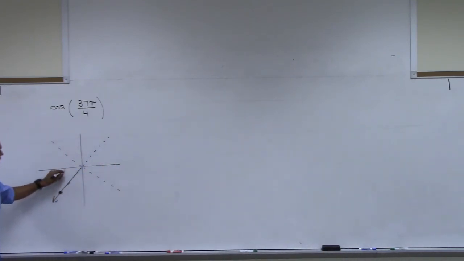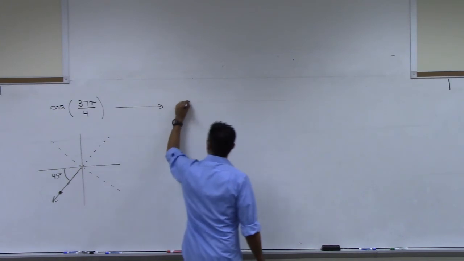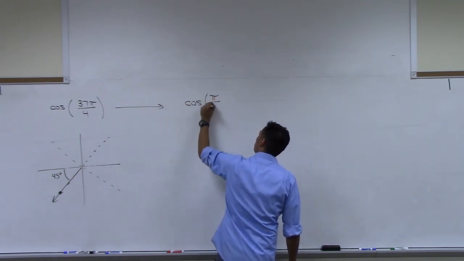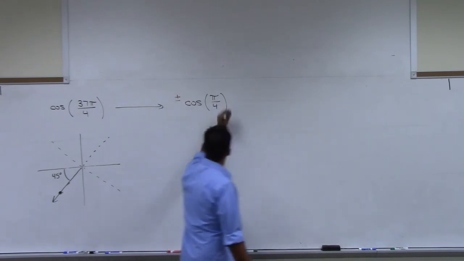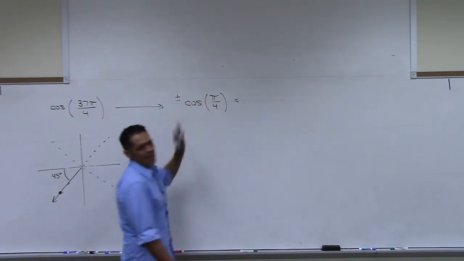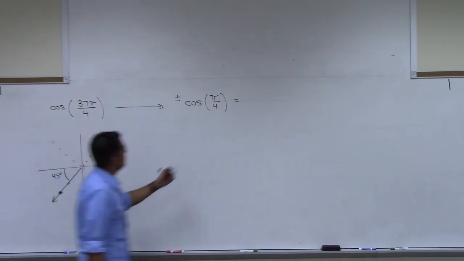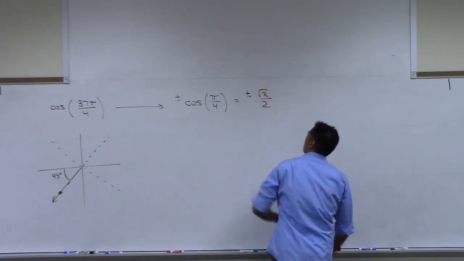What's this reference angle? 45 degrees. So what I know is that this should be the same as cosine of 45 degrees, which is pi over 4. But plus or minus, I'm not sure yet. Right? It's one of these. Cosine of pi over 4 is root 2 over 2. So it's either plus or minus root 2 over 2. Now, which one is it?